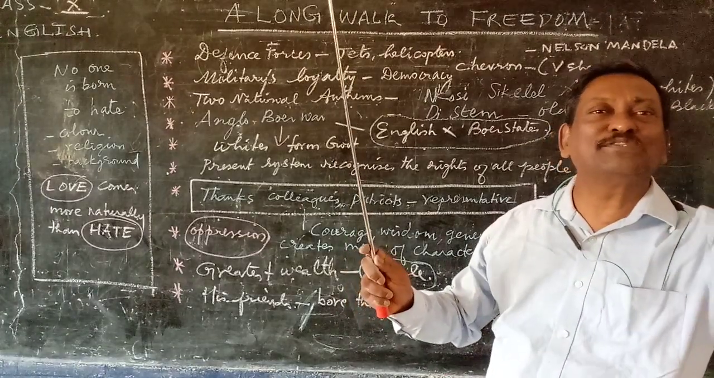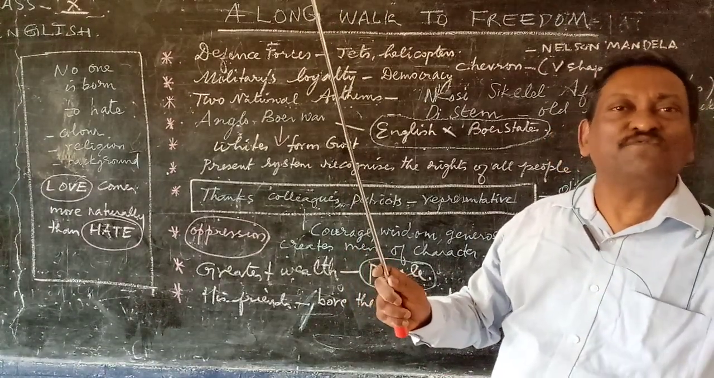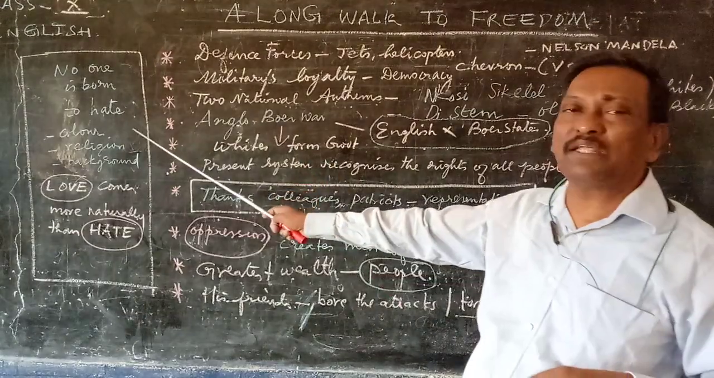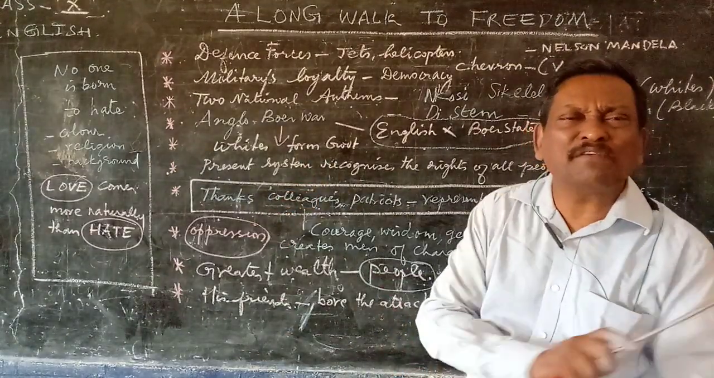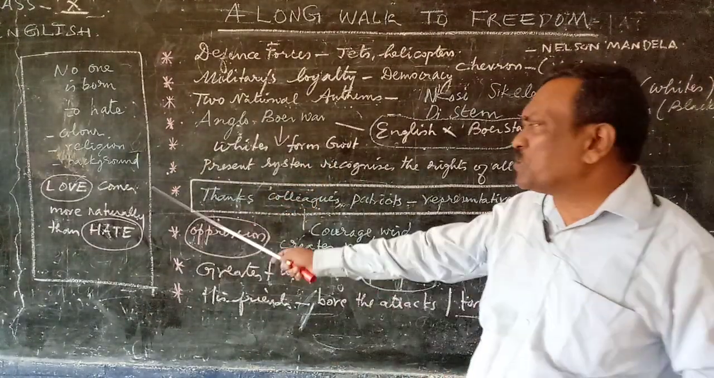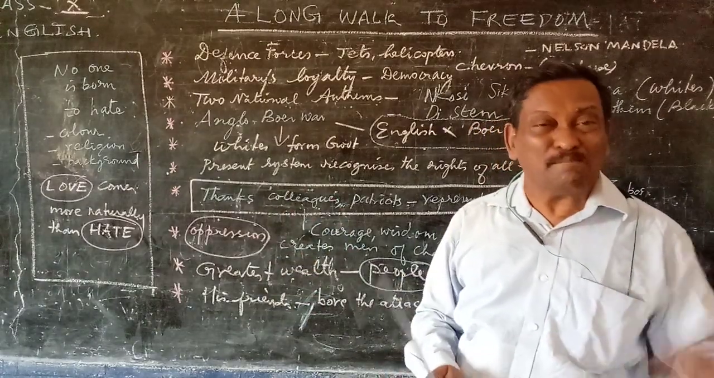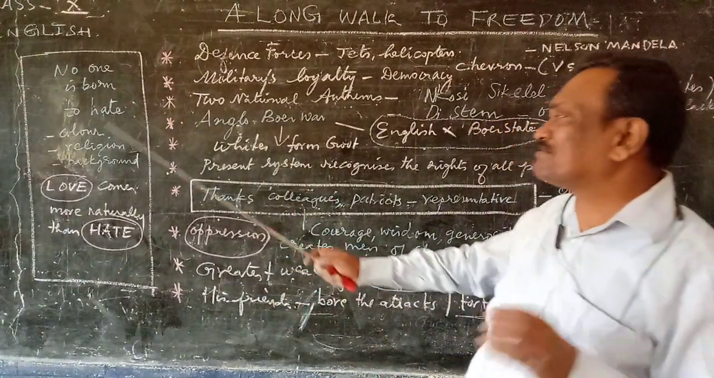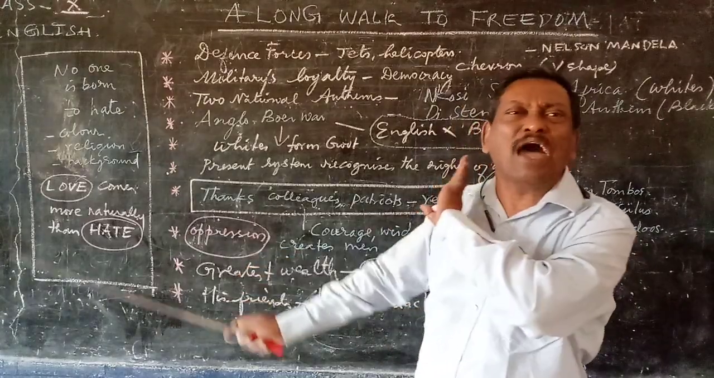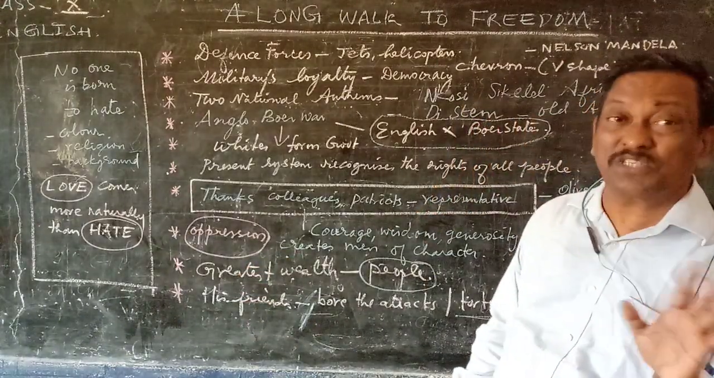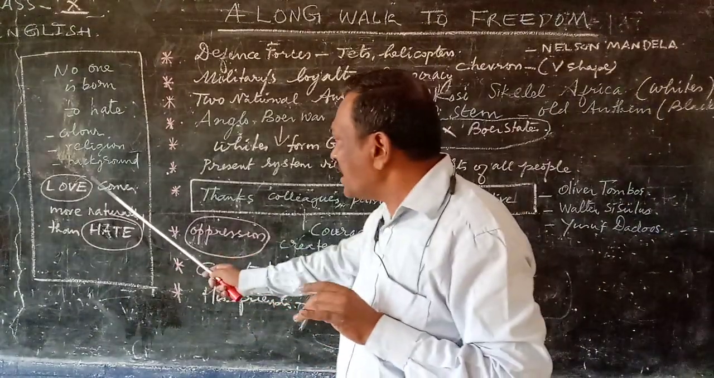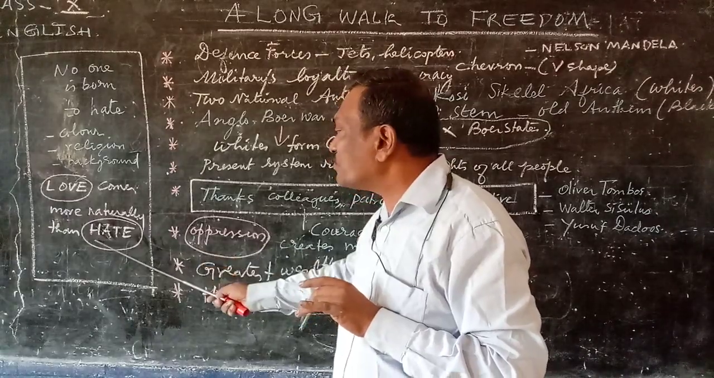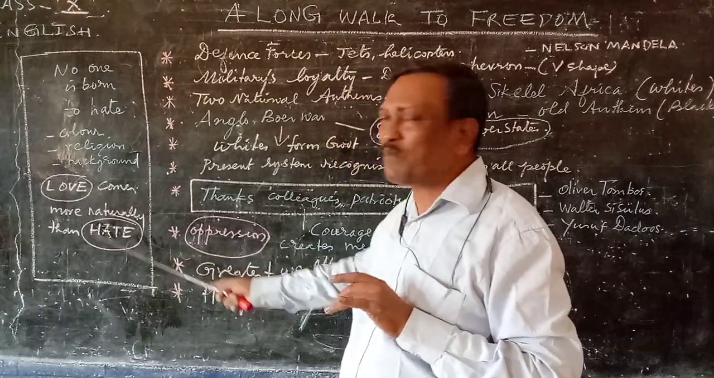You see, by birth, all of us are equal. None is superior to the other and none is inferior to the other. That is what Nelson Mandela wanted to tell us. All are born free and all are equal. So the question of discrimination based on color, caste, religion and culture has no significance whatsoever. And you see, love comes more naturally than hate. This is a point to be noted.